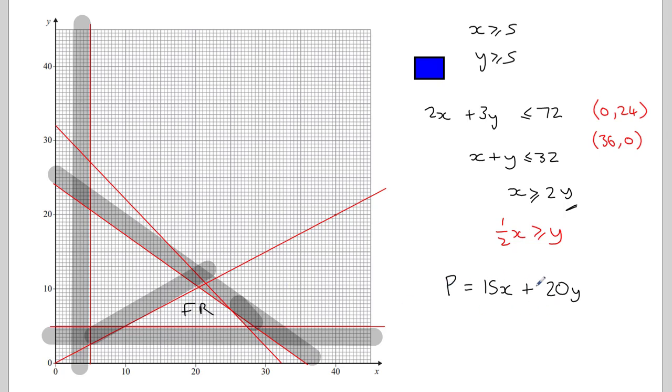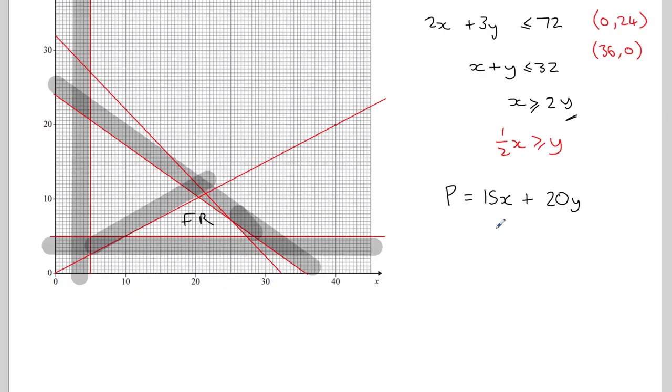Finally, I just need to draw on my objective line. So I can draw this objective line for any value of p that I choose. There are an infinite number of parallel lines that would all represent the objective function. But it makes sense to choose a number of p that means I can actually use this objective line to find the maximum profit. So I want a line that comes perhaps roughly somewhere down here like this.